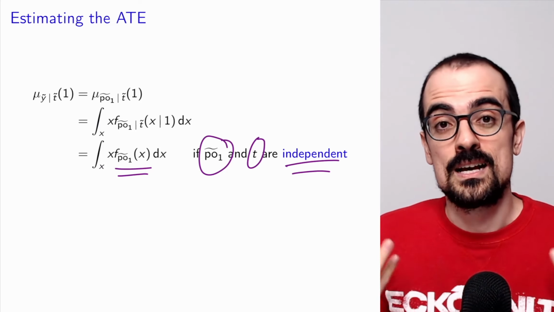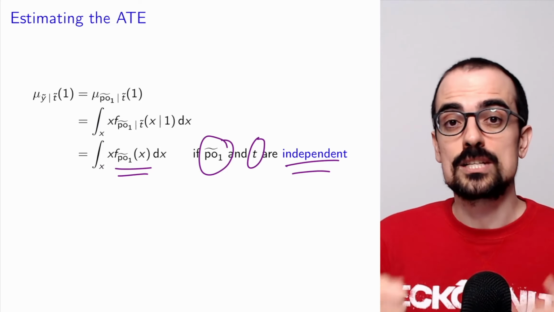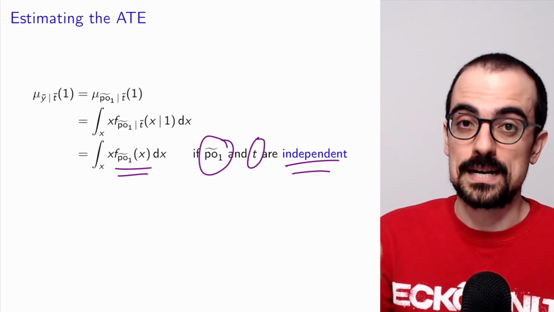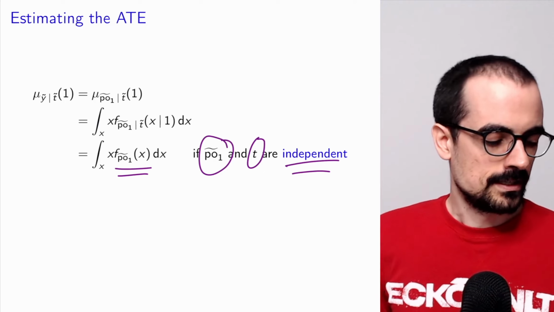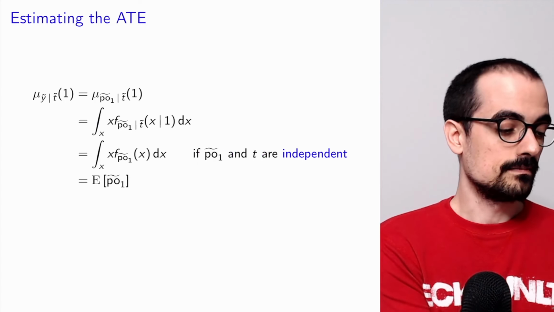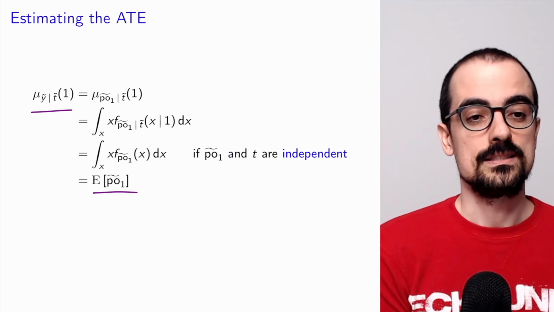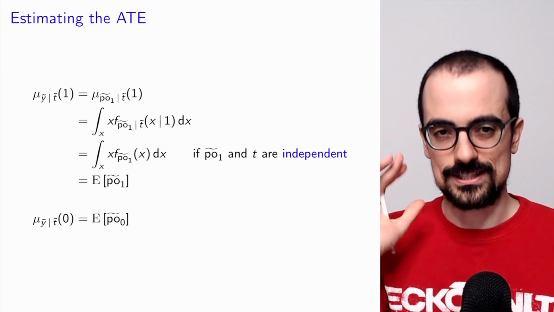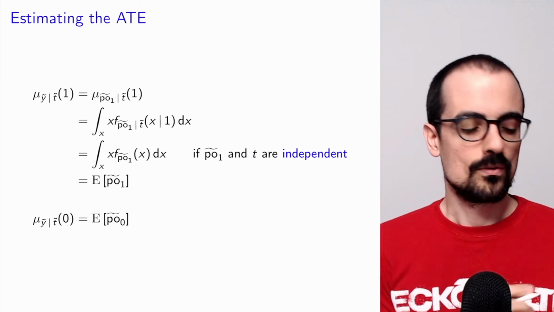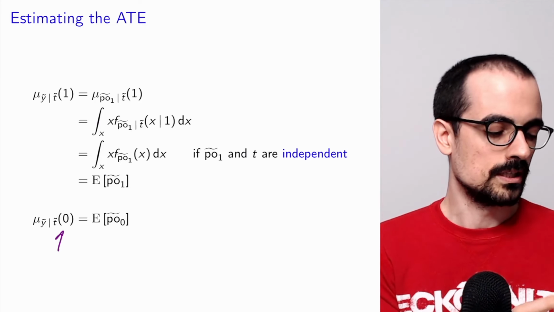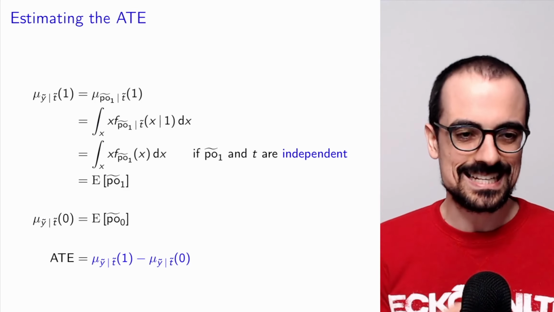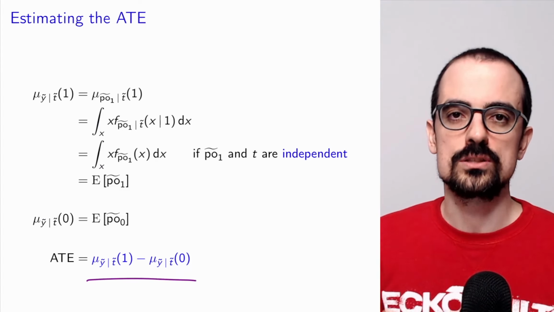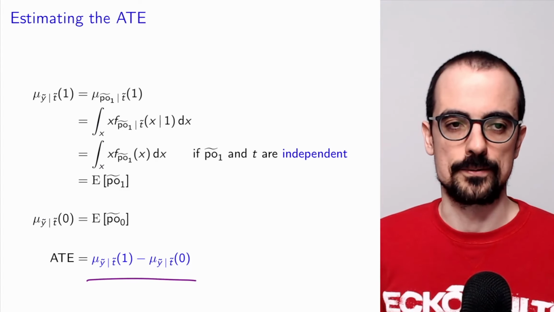This can be achieved by just randomizing, choosing what videos to put in all caps by flipping a coin. In that case, this is a perfect estimate of the mean of the potential outcome associated to treatment. Same thing under that independence assumption for the videos that were not put in all caps. And in that case, we can estimate the average treatment effect as the difference of the conditional mean functions for treatment 1 and treatment 0.